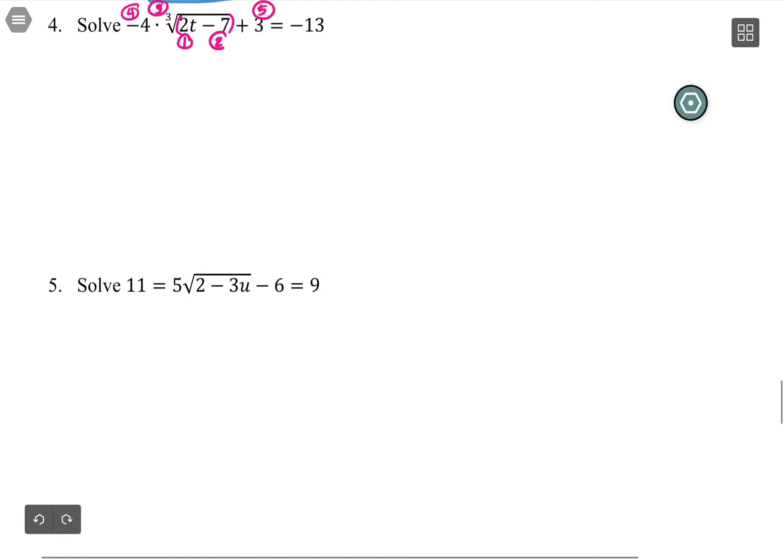So this order of operations stuff is really important. Okay, which means we want to get rid of the 3 first. Last thing happening, first thing to go. We were adding 3, so the inverse is going to be subtracting.